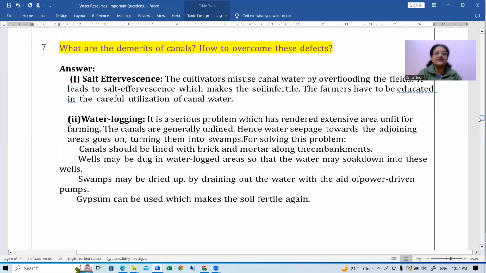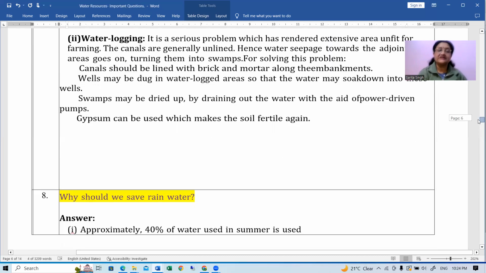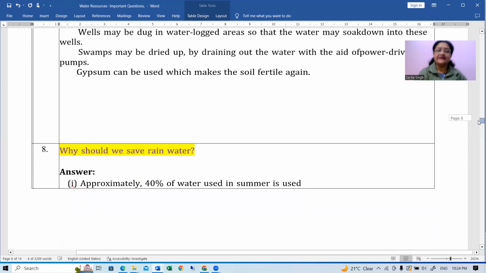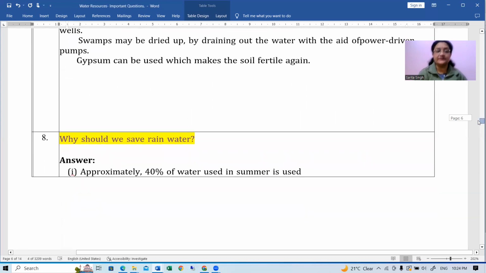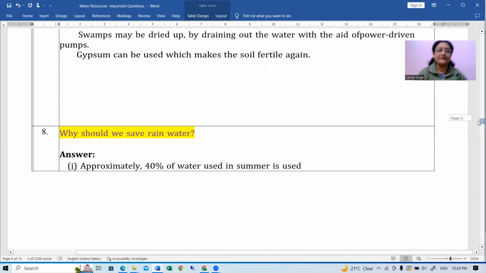Number two is that wells may be dug in waterlogged areas so that water may soak down into these wells. Then, the next step we can take is that swamps may be dried up by draining out the water with the aid of power driven pumps, but that again becomes a very expensive thing to do. Then gypsum can be used, which makes the soil fertile again in that area. So these are a few problems caused by canals. In spite of the fact that it is a big source of irrigation, these are the demerits of using canals for irrigation.